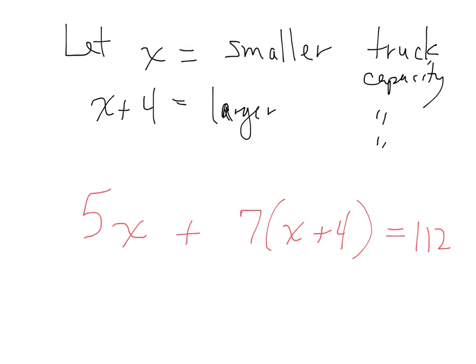The small truck makes 5 trips, but it has a certain capacity. The large truck moves 7 times with a larger capacity, totaling 112 tons of gravel. Are we good on this problem? Can I stop at these points and we can go to the next one? Is that all right? Can we all solve this? Distribute the 7, combine like terms, solve for x, and then write out the small and large truck capacity. All right. Let me find another one.